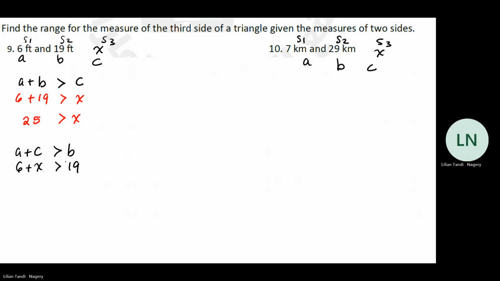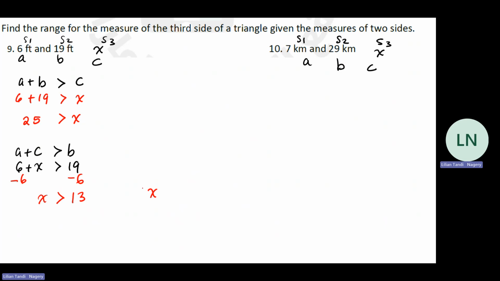Okay? Now, let us solve for x. We need to solve for x. What will we do to have x by itself? We will subtract 6 on both sides. X is greater than who? 13. Now, you write your answer.